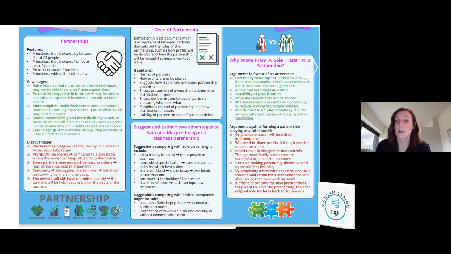The arguments against forming a partnership are that the original sole trader will lose their independence. You're going to have to share your profits. You're going to have maybe disagreements. Decisions potentially are slower, and employing new workers. The sole trader can actually keep control of the company, but as soon as you become a partnership, you don't have full control over your business. Okay, right. I think there's one more.